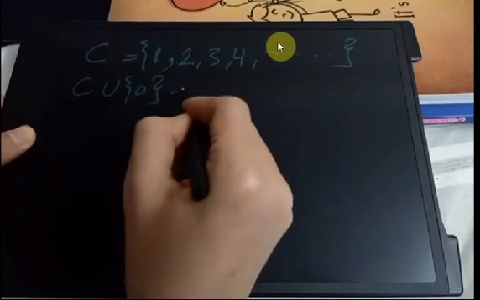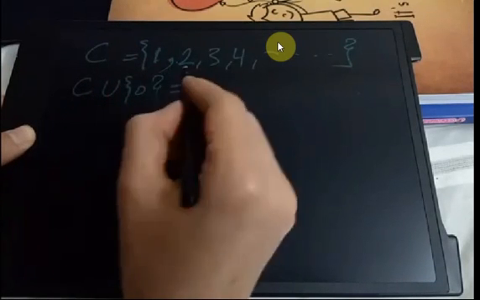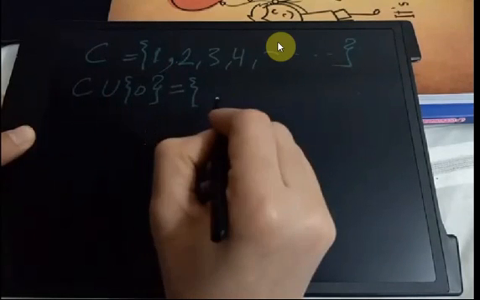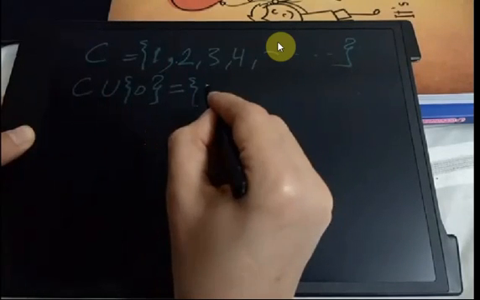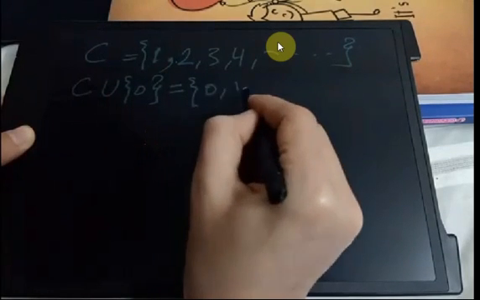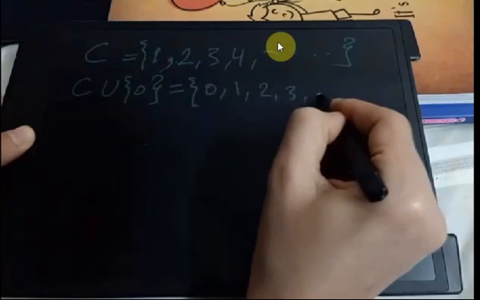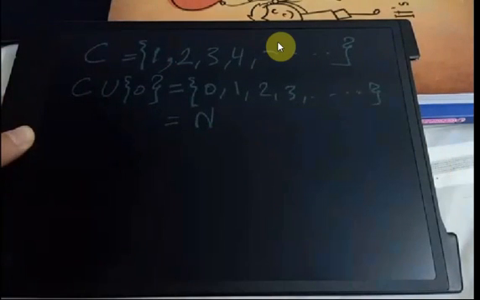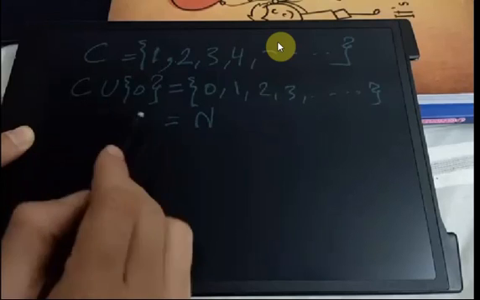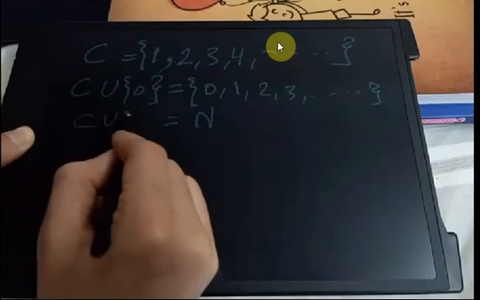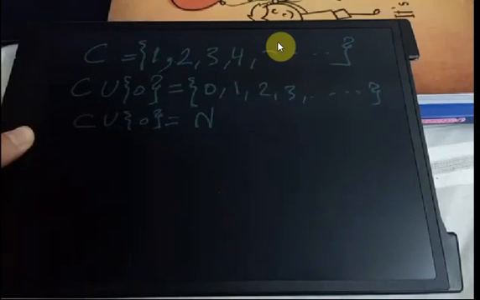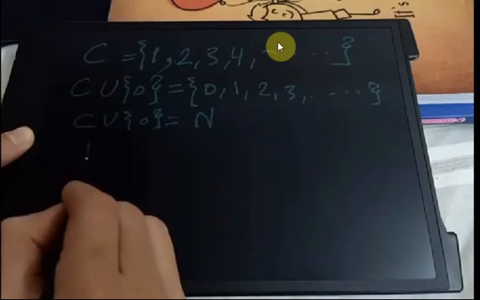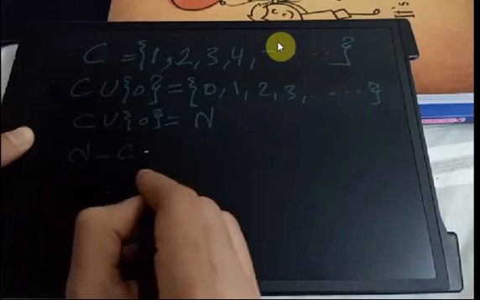What about if I set you C union 0? If I put 0 into this set, it will equal what? Natural numbers. So I can write it like this: 0, 1, 2, 3, and so on. And this means it's the natural numbers, because C union 0 equals N.